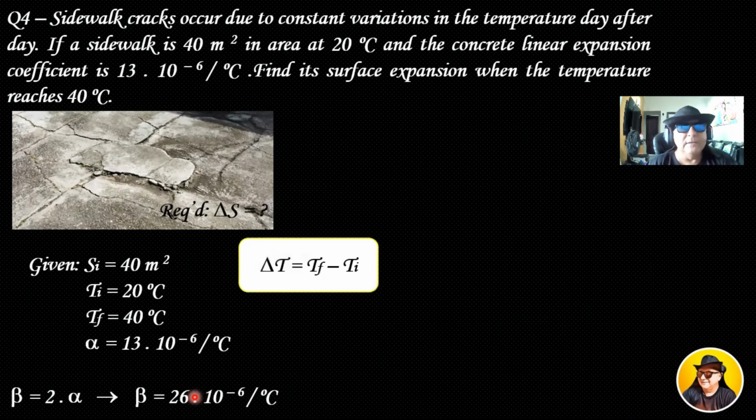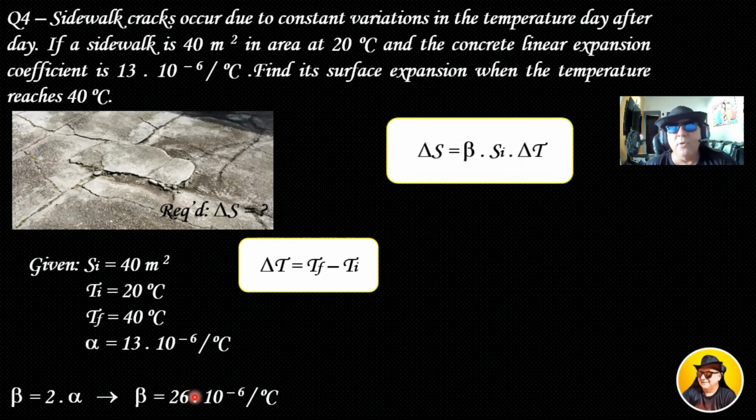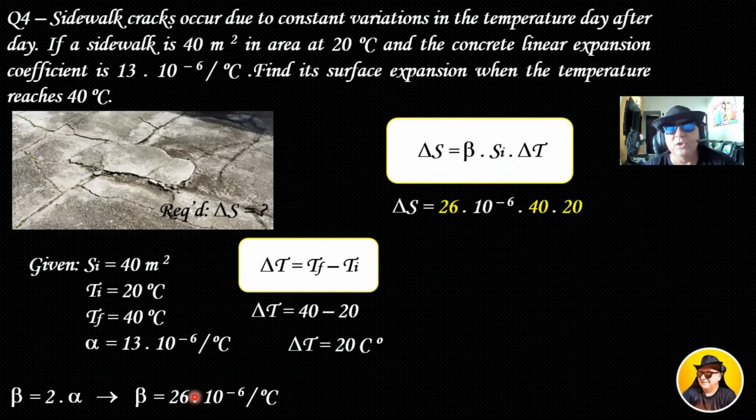As I told you, I used to find delta T separately, so TF minus TI. Let's see the formula we're going to apply: delta S is beta times SI times delta T. Let's find the delta T. Delta T is 40 minus 20, so delta T is 20 Celsius degrees. Now let's plug the values into the formula. Delta S is beta, 26 times 10 to minus 6, SI, 40, delta T, 20.